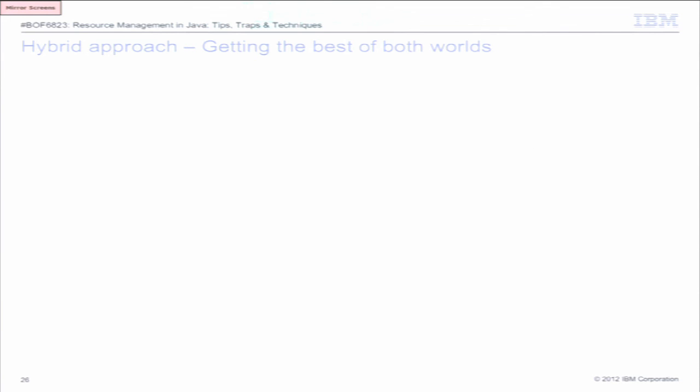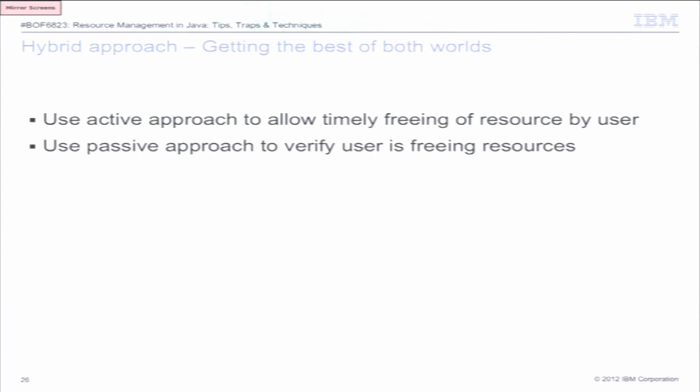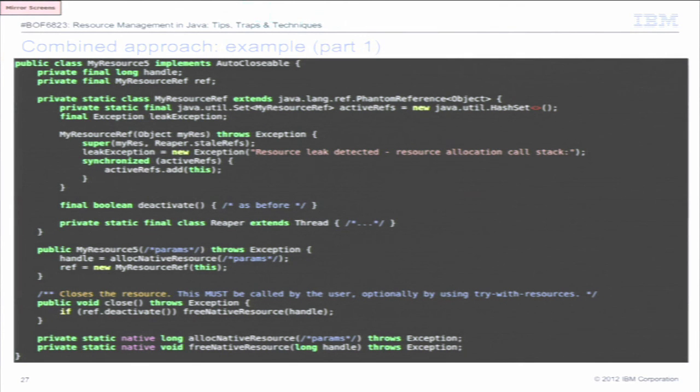So there are problems with both approaches, but by using a hybrid approach, you can get the best of both worlds. You use the active approach to allow the user to free off the resources in a timely fashion, and you use a passive approach to verify that the user has freed off the resources, and if they haven't, to print out an error saying that's happened.